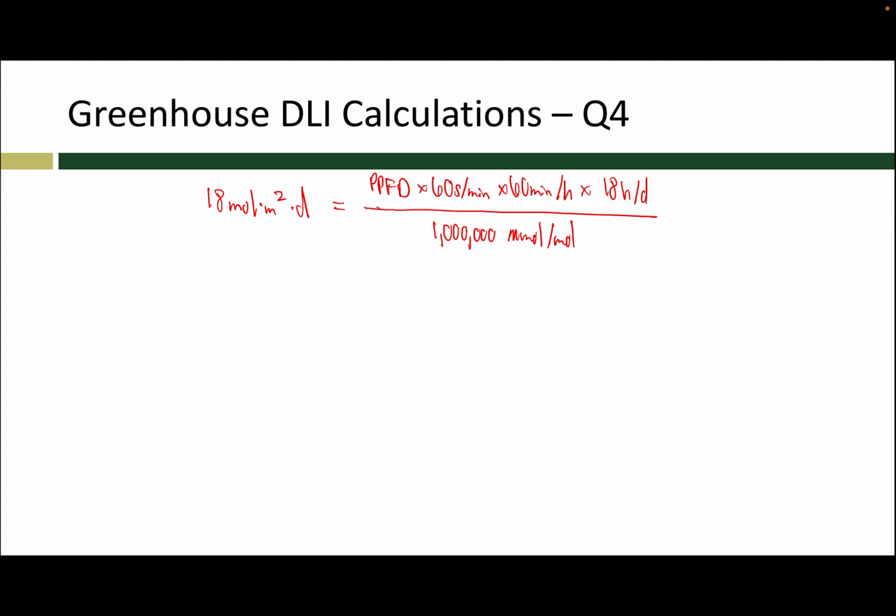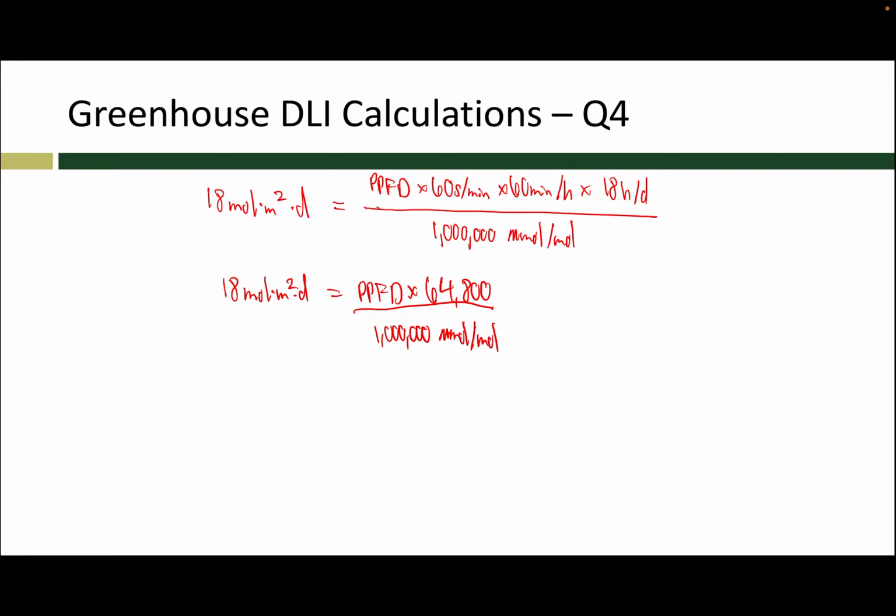So in this case, we can go ahead and multiply the top to start to simplify this down. So we're going to have 18 moles per meter squared per day is going to be equal to our PPFD times 60 seconds in a minute, 60 minutes in an hour, 18 hours in a day. So if we take 60 times 60 times 18, we are going to get 64,800. And again, that is ultimately going to be divided by 1 million micromoles per mole.